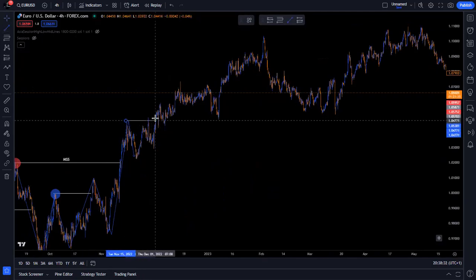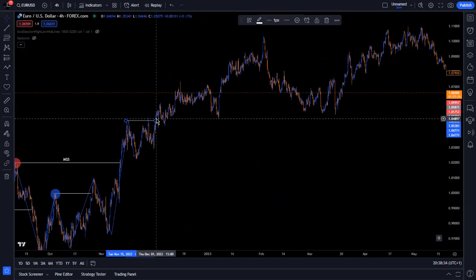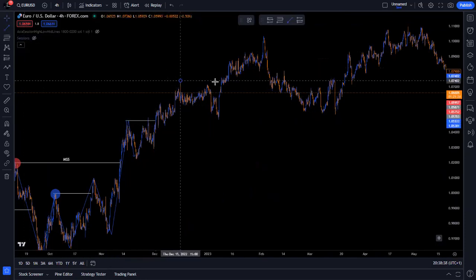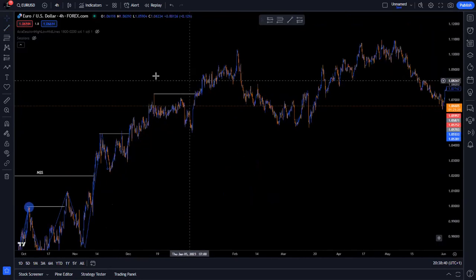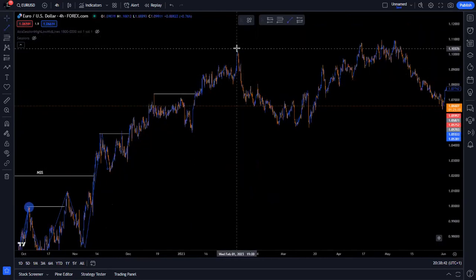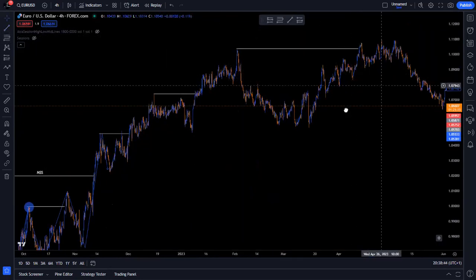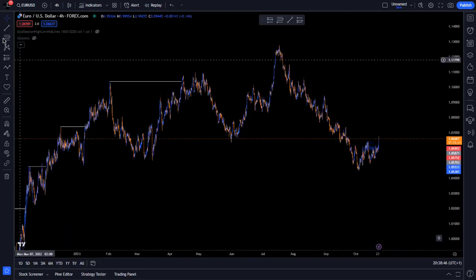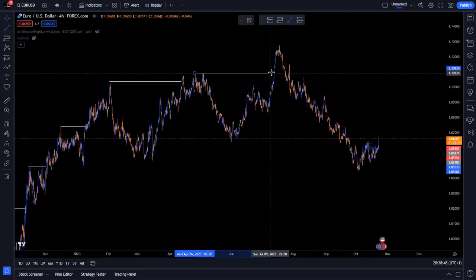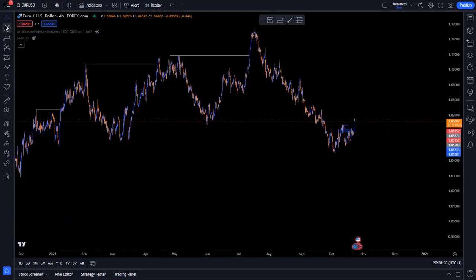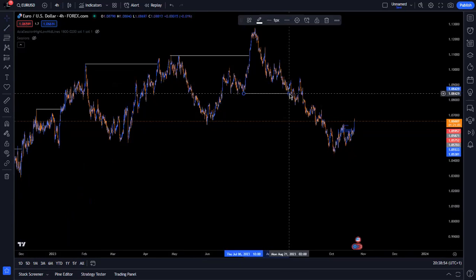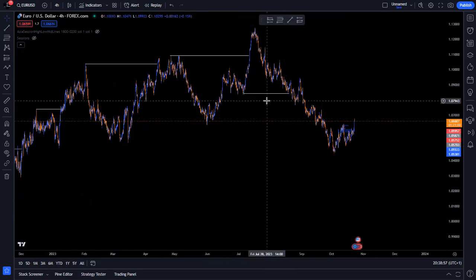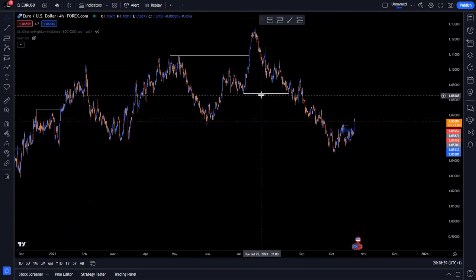We have a break of structure right here. We have a break of structure right here, and right here, and right here. Another break of structure right here. Now, at this point, do we have a market structure shift at this point?